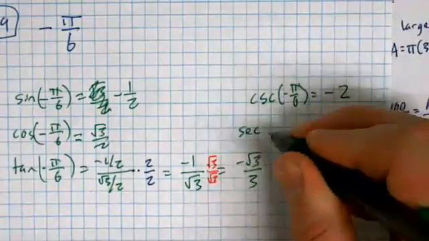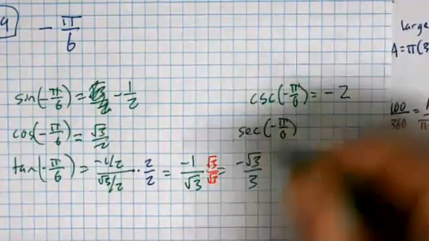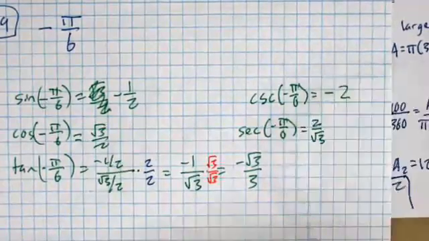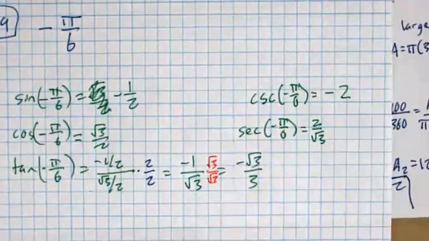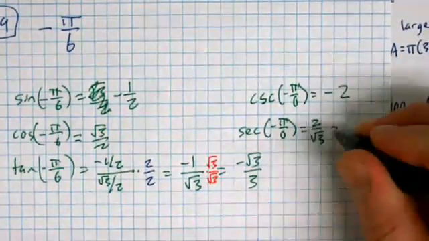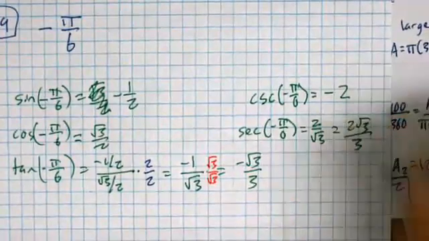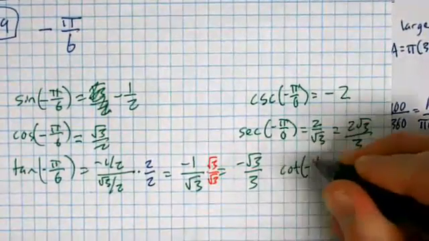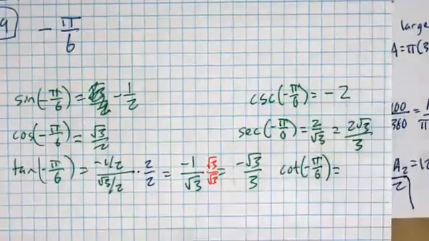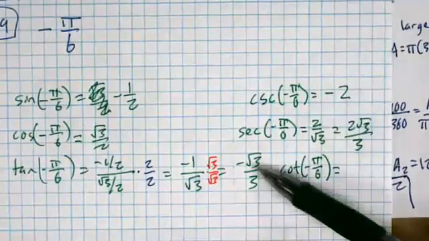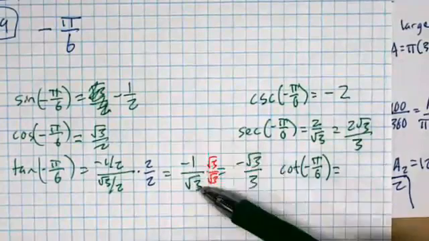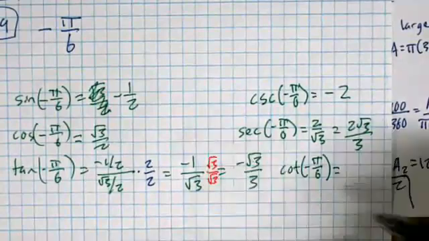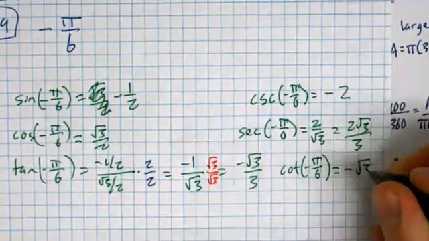The secant would be the reciprocal of radical 3 over 2. It's now 2 over radical 3, which again, we're not going to see listed as a possible answer. We need to rationalize that. That would turn out to be 2 radical 3 over 3. And the cotangent, I could take the reciprocal of any version. I think I'm going to take the reciprocal of this version, and I won't have to worry about rationalizing it, right? So that would be negative radical 3 over 1, or just negative radical 3.